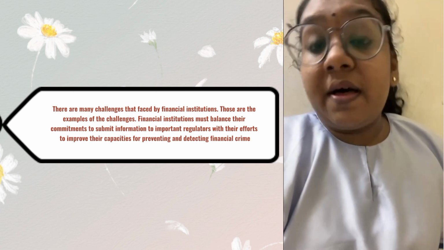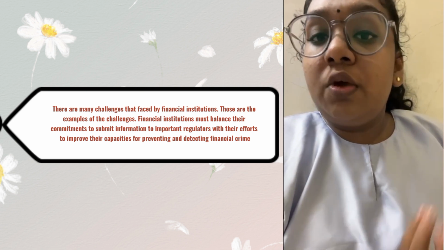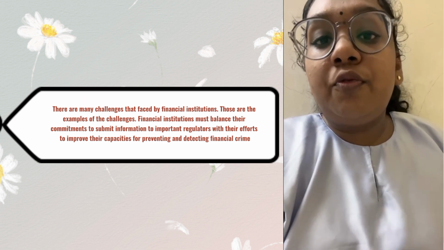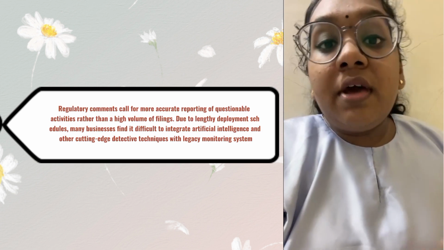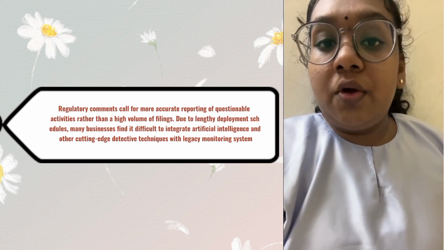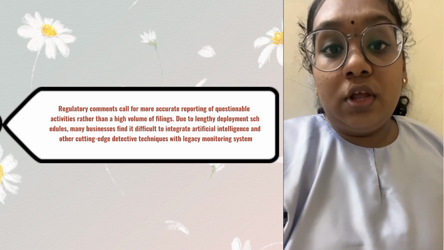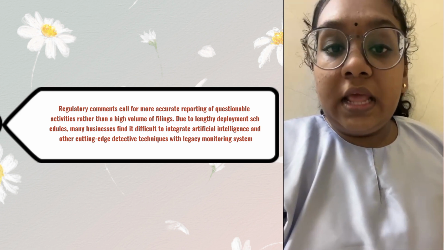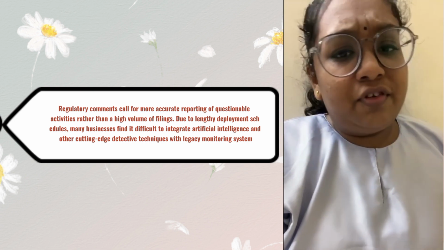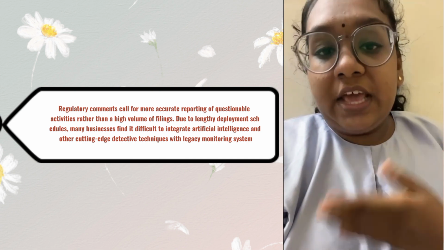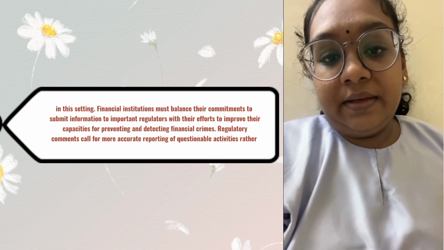Financial institutions must balance their commitments to submit information to important regulators with their efforts to improve their capacity for preventing and detecting financial crimes. Regulatory comments call for more accurate reporting of questionable activities rather than a high volume of filing. Due to lengthy deployment schedules, many businesses find it difficult to integrate artificial intelligence and other cutting-edge detection techniques with legacy monitoring systems in the setting.